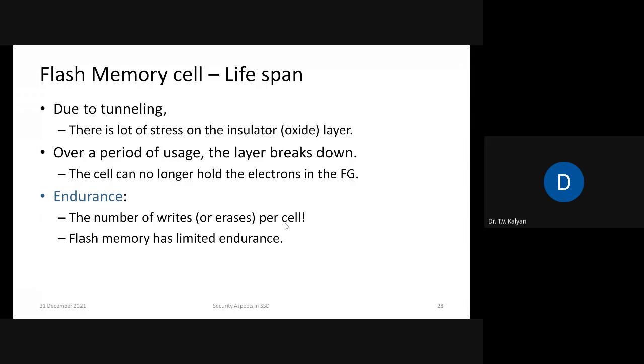And flash memory cell typically has very limited endurance. This was not the case when we consider the SRAM, DRAM, or even the magnetic disks.